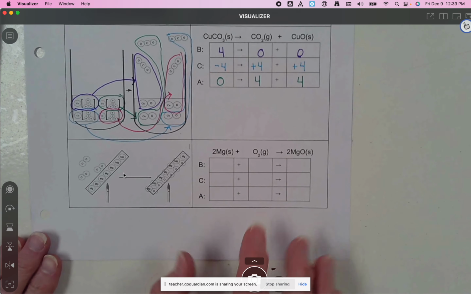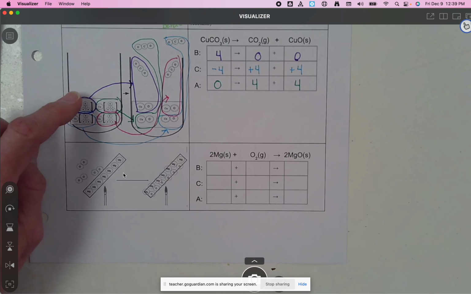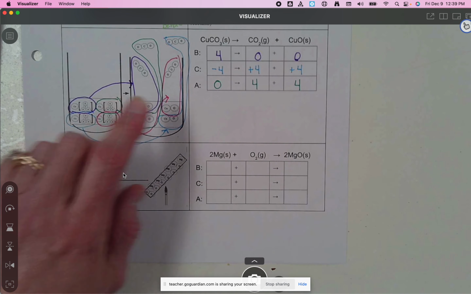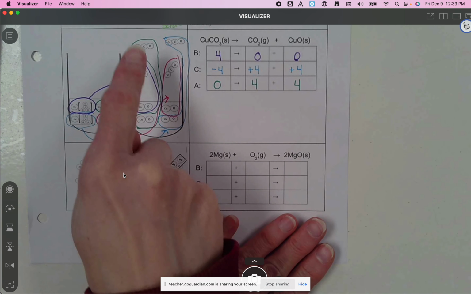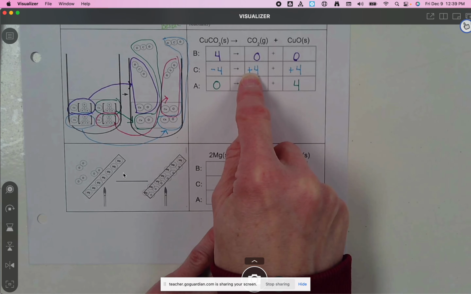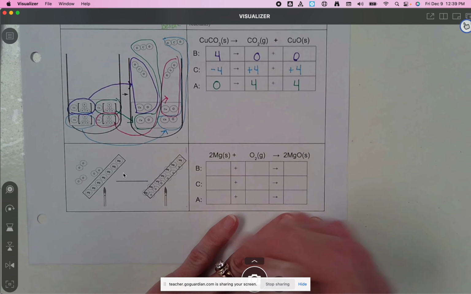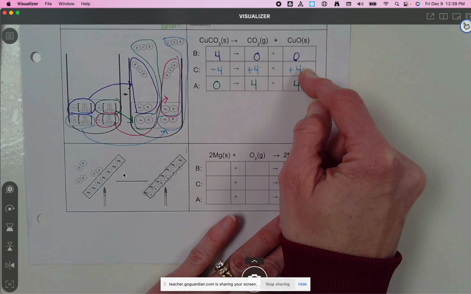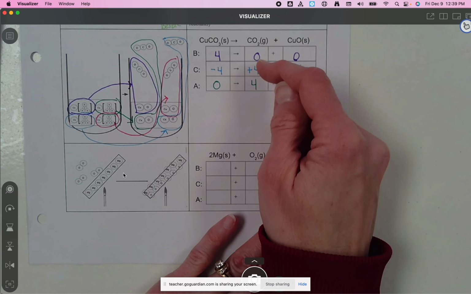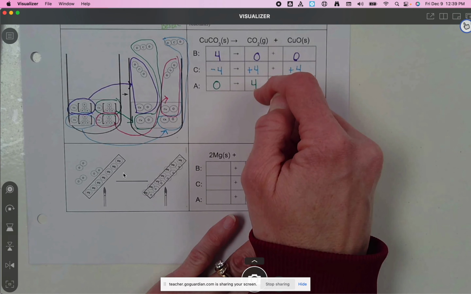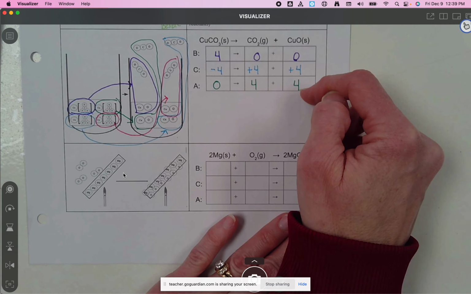So I batch it all up. Then I look at what I spent and what I gained. I spent 1, 2, 3, 4 of copper 2 carbonates. I gained 1, 2, 3, 4 of the carbon dioxides and 1, 2, 3, 4 of the copper 2 oxides. If I had 4 and spent 4, I'm down to 0. If I had none and gained 4, I'm up to 4.